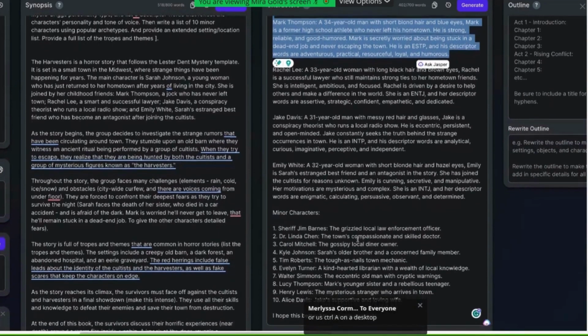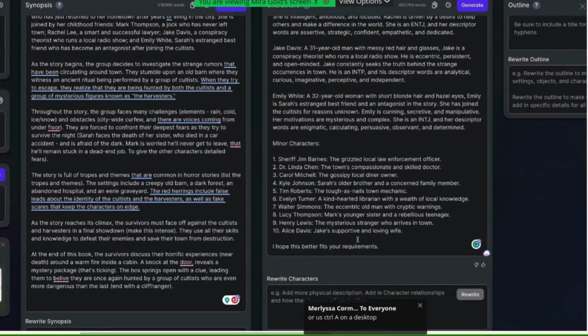So let's take a look at the minor character list. Again, why do I use a minor character list? Because I asked it to use some of those archetype characters. These are characters that can be toss-away characters. They are generally maybe the historian. So we have Evelyn, she's a kind-hearted librarian. We have the eccentric old man. We have the rebellious teenager. We have the mysterious stranger. So all of these individuals hit a specific archetype. And archetypes work really well within your story, and you see them in movies, you see them in books. So again, pay attention to your minor characters.